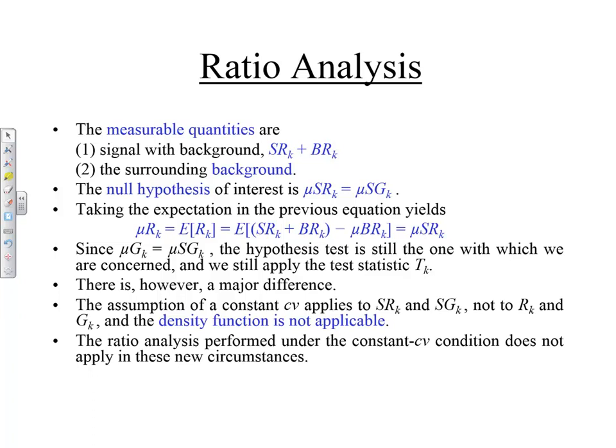So the hypothesis test is still the one with which we are concerned, that is equality of means, and we can still apply the test statistic, the ratio statistic TK. There is, however, a major difference. The assumption of a constant coefficient of variation applies to those original signals, SRK and SGK, not to these measured signals RK and GK. And therefore, the density function that you derived under a constant coefficient of variation assumption is not applicable anymore.